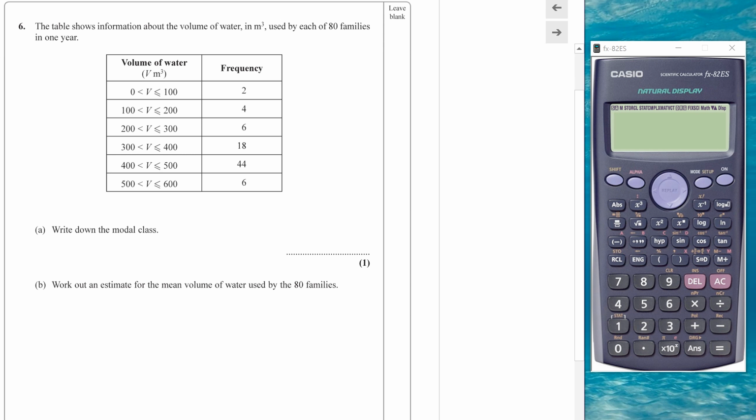In this question, we've got a grouped frequency table, and we're asked to write down the modal class. Now, mode means the thing that happens the most, that is, the value that has the highest frequency. So as we look down our frequency list, we can see that 44 is the highest value for the frequency, and so the modal class, the one that's got that, is 400 < V ≤ 500.